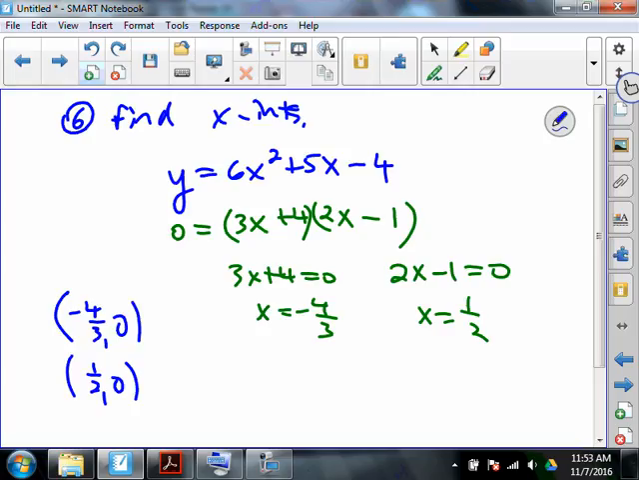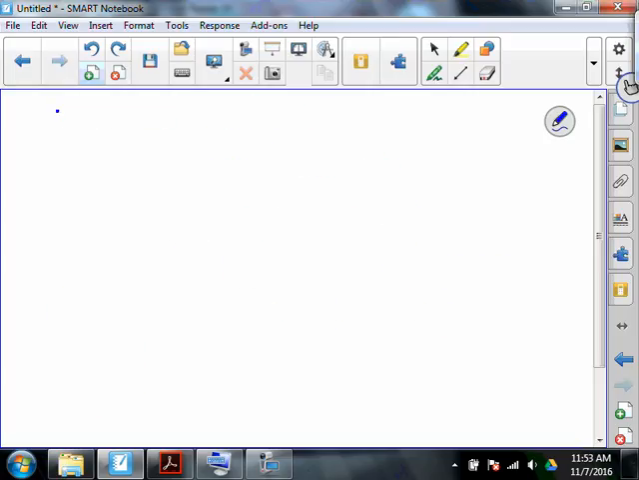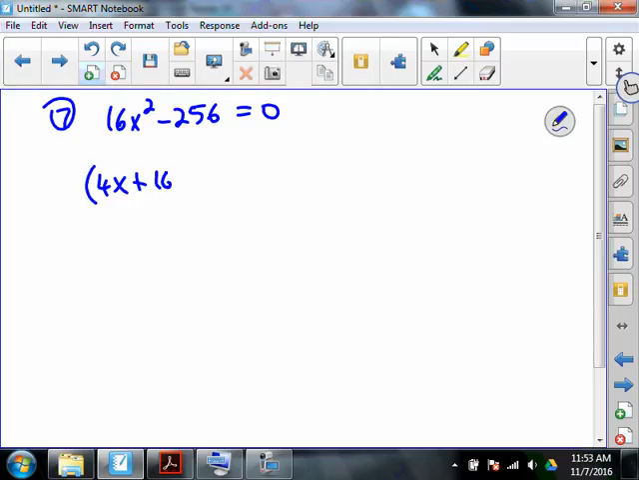We're almost there. Question 7. I know this is going fast. Hopefully, if you watch this back, you'll be able to play it back. 16x squared minus 256. I don't want to give the exact one. Solve that by factoring. I'll have to see the factorization. 4x plus 16, 4x minus 16 equals 0. So that would be negative 4 and 4. And the one on the test is probably going to have a fraction on it. So anyway, there's that one.